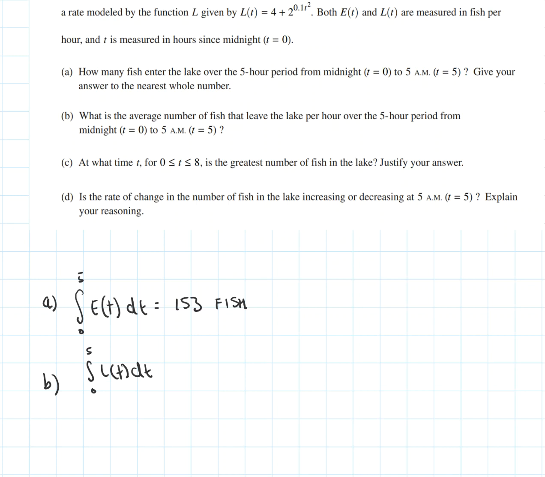We have the integral from 0 to 5 of L of t dt, but since this is the average, we are going to divide that by 5 for 5 hours. And we get 6.059 fish per hour.